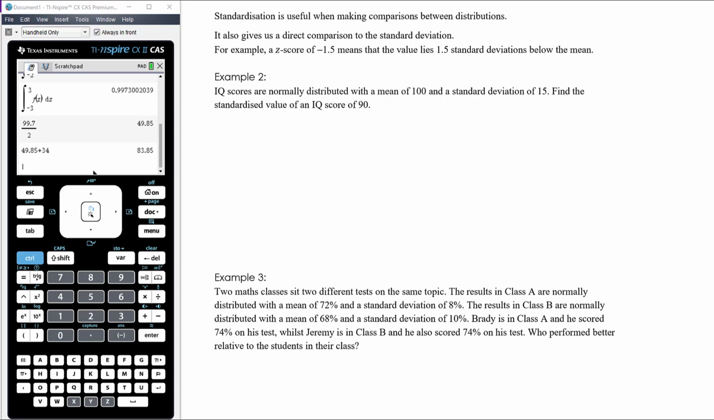So sometimes we would call this the Z-score. Certainly in further maths we refer to it as a Z-score quite frequently. So the standardized value, the Z value or the Z-score, is going to be the actual value, the X value, minus the mean of X, which in this case is 100, and divided by the standard deviation of X, in this case that's 15. So this is negative 10 on 15, which is going to be, dividing by 5, negative 2/3.